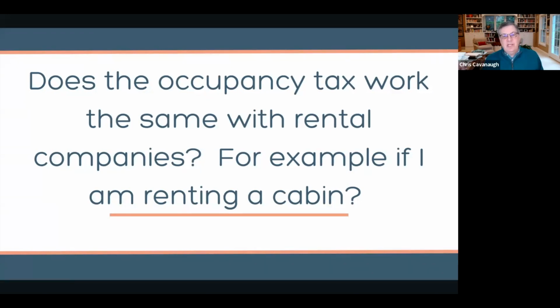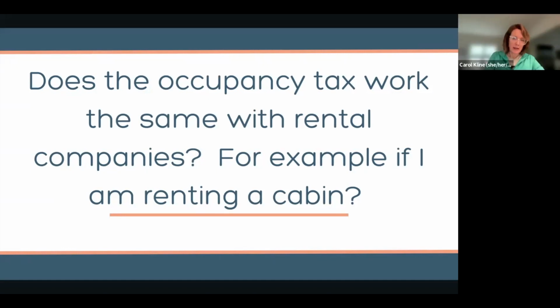If it's Airbnb and VRBO, that money goes to the State Department of Revenue, as described earlier, who then sends it back down to where the rental occurred. If it's a local rental company, that rental company is the local facilitator. They collect the occupancy tax and send it to the local finance office. Gotcha. That is complicated. Okay.